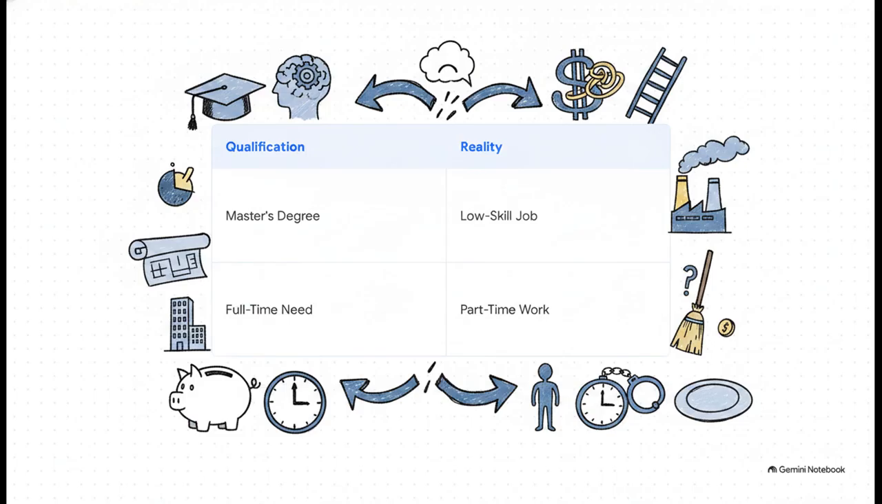Let's move to a few examples to see how this builds in a real-world context. Just look at the massive mismatch between qualifications and reality here. You might have a person holding a highly technical master's degree in engineering, but they're working a job that only requires a high school diploma. Or consider someone desperate for full-time employment, but due to financial constraints and a lack of opportunities, they're stuck in part-time work. This perfectly illustrates the massive, silent waste of human capital happening every single day.